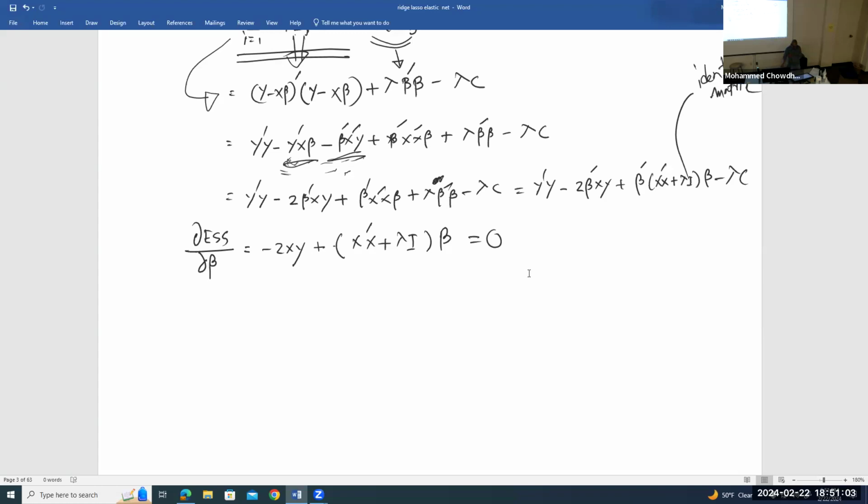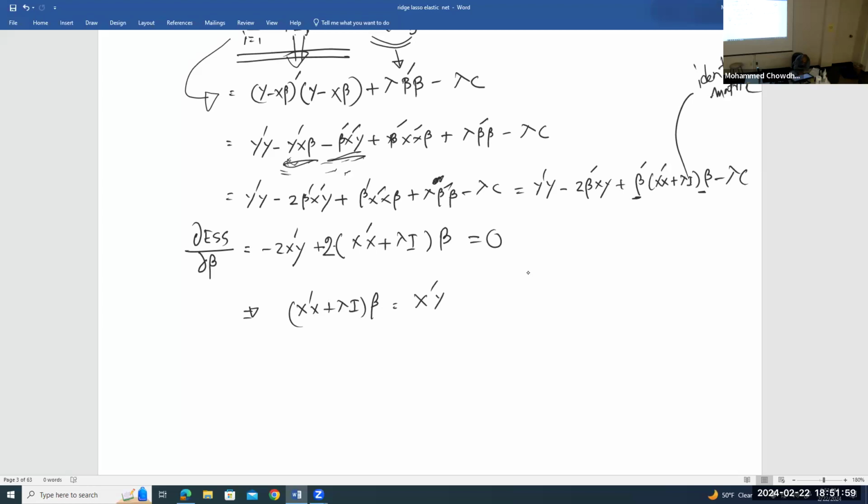So in this case, now we see these results. Because there are two betas, here is one beta and here is one beta, so there will be a two. Beta square, if you differentiate it, then it will be two beta. So from there, X prime X plus lambda I beta equal to X prime, that should be X prime y. Because when you do these things here, this should be X prime y.